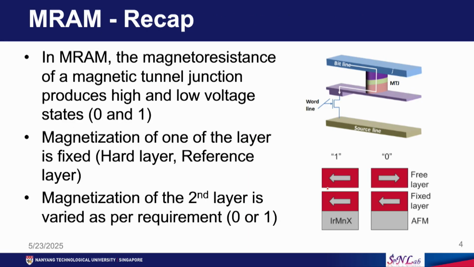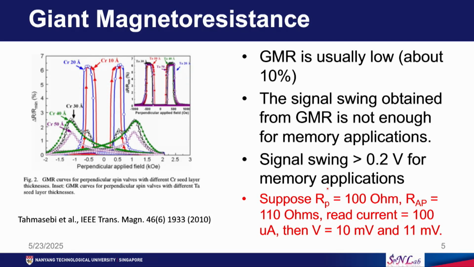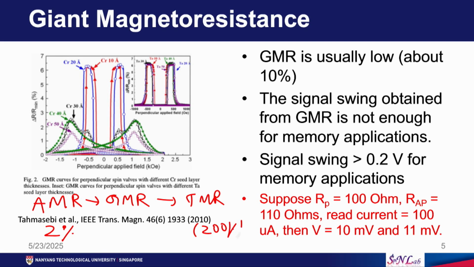We have already seen this many times, so let us skip this one. We learned that there are three types of magnetoresistance: AMR, GMR and TMR. AMR is typically 2%, and I told you TMR in the industry can be around 200%. And if you look at GMR, for most practical purposes, GMR is only around 10%.